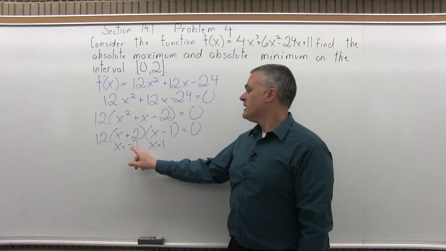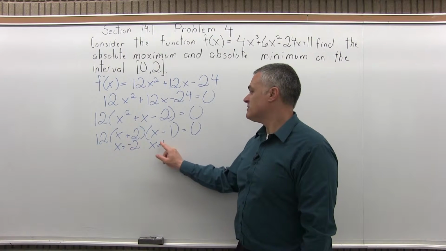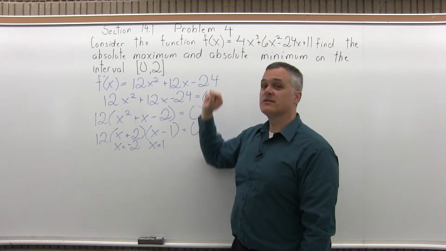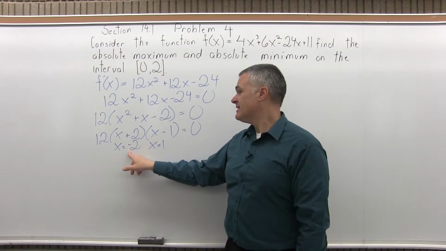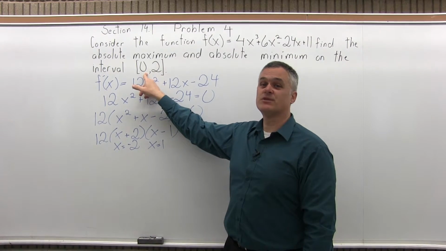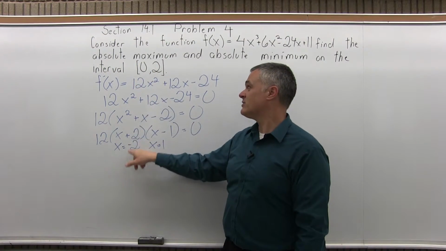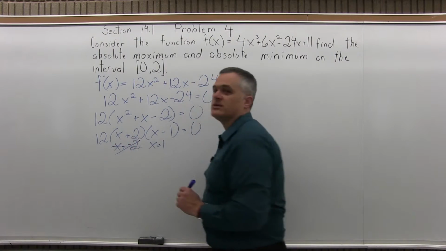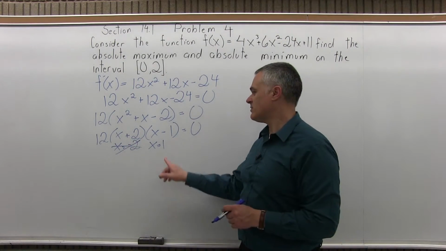Step 4 is put any solutions from step 3 that are within the given interval into f of x to find the height. Now notice x equals negative 2 is not within my interval that goes from 0 to positive 2. Negative 2 is outside of that interval. At this point I'm done with x equals negative 2.